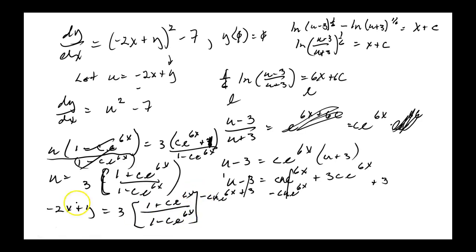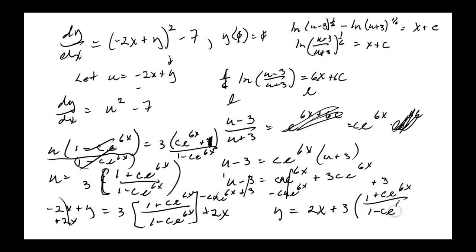All right. So if you want y by itself, add 2x to both sides. Okay. So now we have it. Y is equal to, now let's see which order they write it. They write the 2x in front. It doesn't matter. Plus 3 times 1 plus c e to the 6x over 1 minus c e to the 6x. Done. Okay. They put the 3 with the parentheses on top and left the denominator. It doesn't matter. Okay. Now, that is your solution for any c.